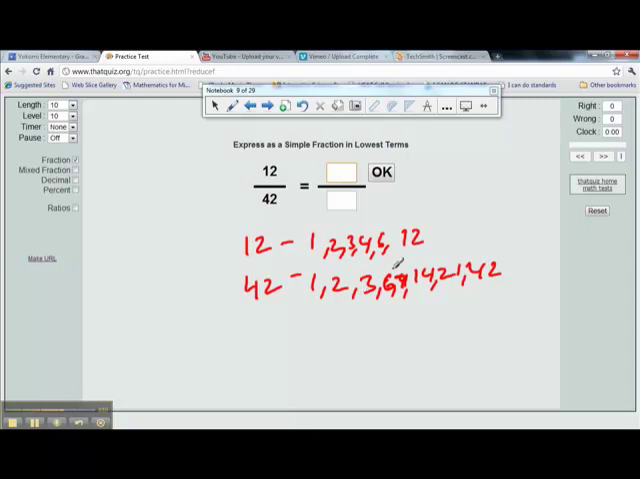So let's take a look. What is our largest common factor, our greatest common factor? Well, it's not 42. It's not 21. It's not 14. It's not 12. And it's not 7. It must be 6. So let's try that with 6. 6 over 6. 12 divided by 6 equals 2. And 42 divided by 6 equals 7. 2 sevenths. Same as we had before.